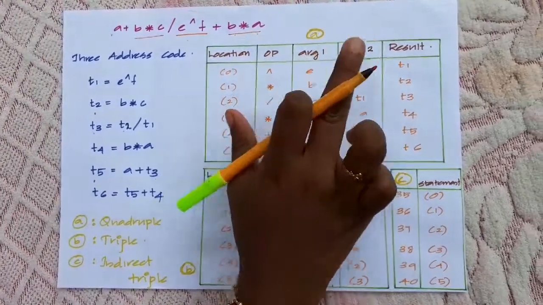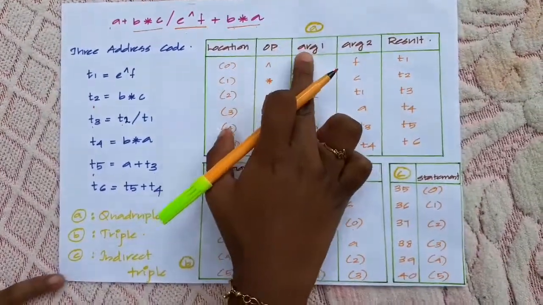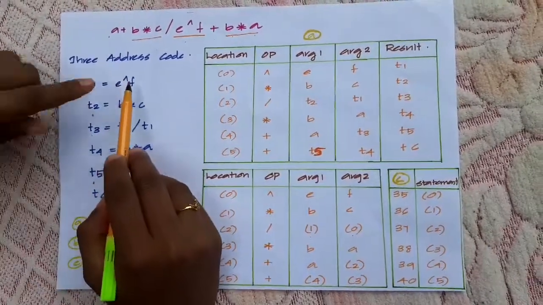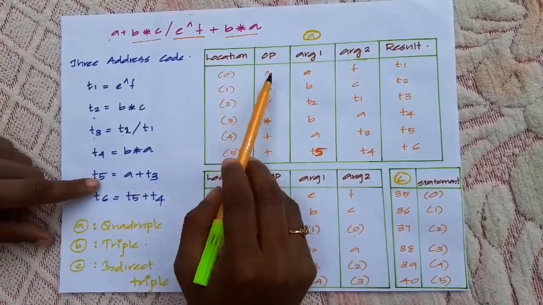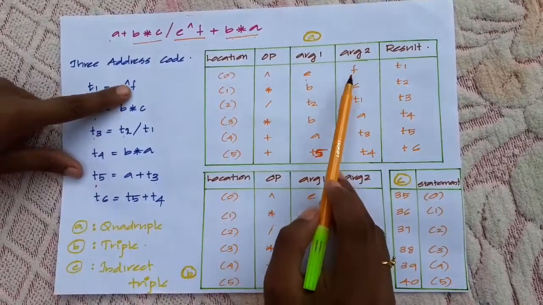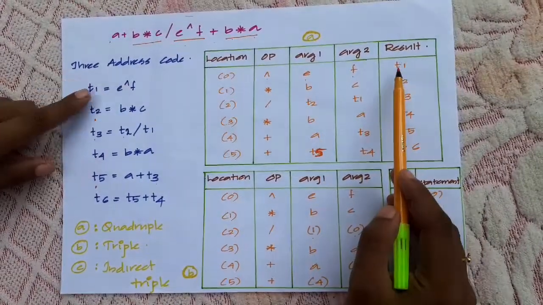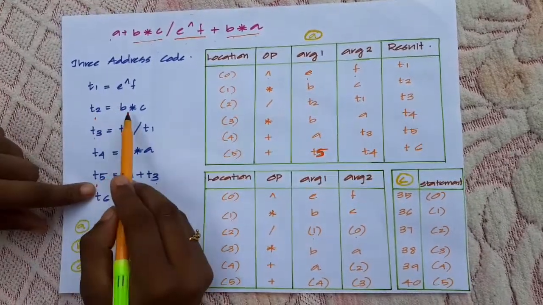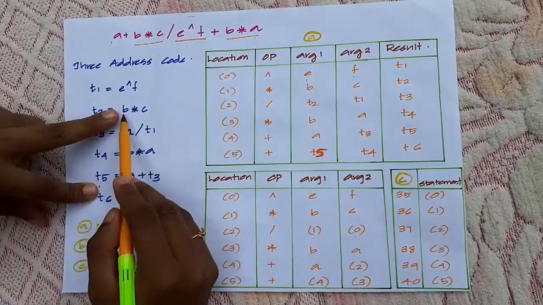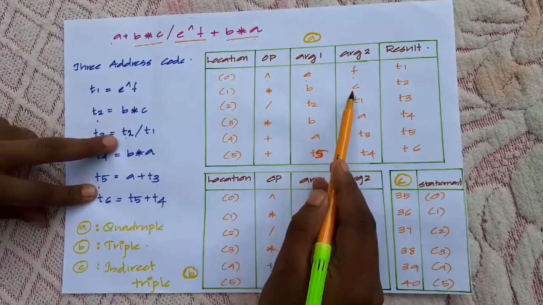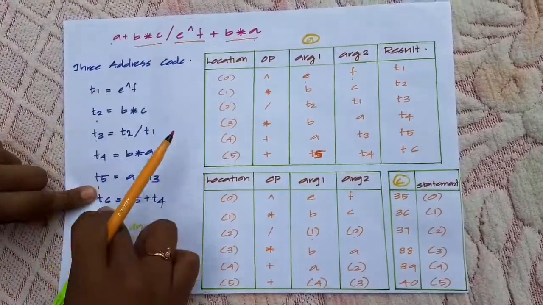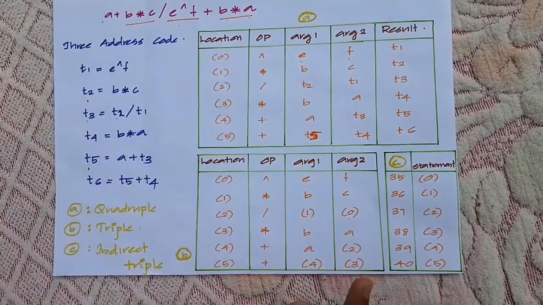In the case of quadruple, it is very easy. There are four fields: operator, argument 1, argument 2 and result. The power symbol is the operator here, argument 1 is E and argument 2 is F, and the result is in T1, at location 0. In the next row, the star is the operator, B is argument 1, C is argument 2, and the result is in T2. Similarly you write all these things in these columns, and that is very simple.